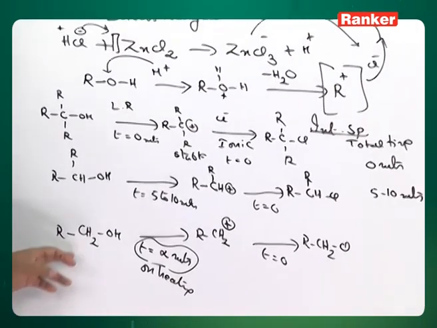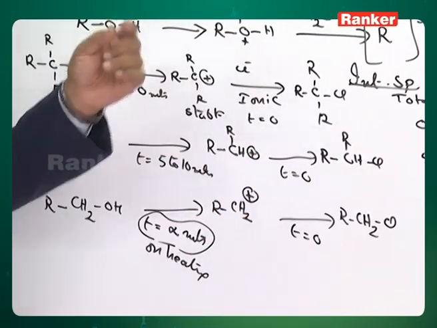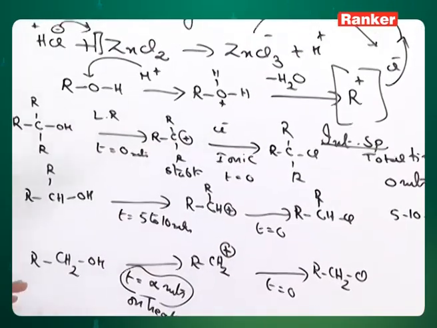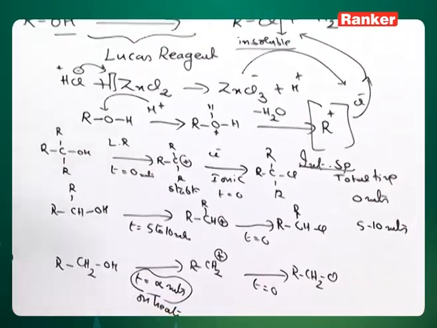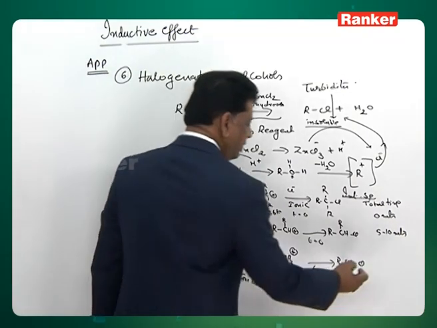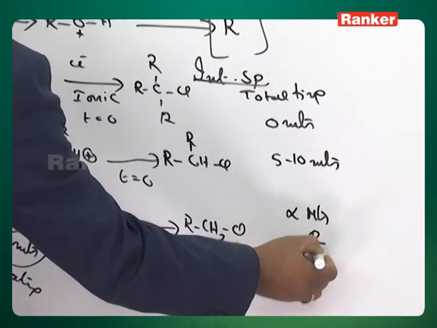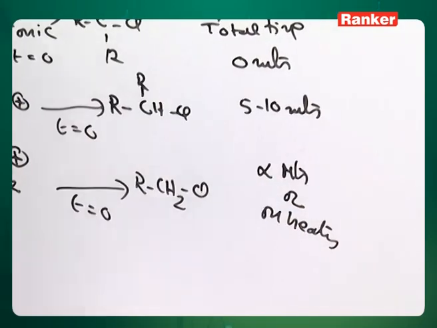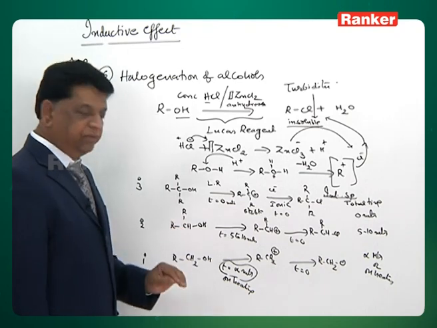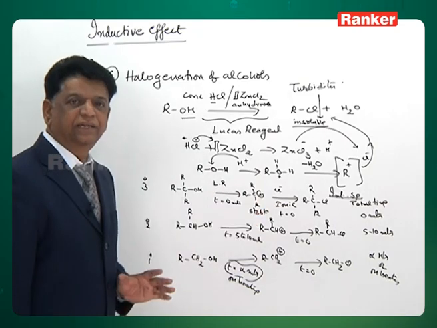So, if there is no reaction after 10 minutes, better to heat it and then see whether the precipitate or turbidity comes up. Even after heating, if there is no turbidity, say it is not even a primary alcohol, maybe some other compound. So, we have 3 alcohols giving 3 different types of results. Whenever the reaction comes on heating, it is primary. If it comes after waiting 5 to 10 minutes, it is secondary. If it comes immediately without waiting, it is a tertiary alcohol.